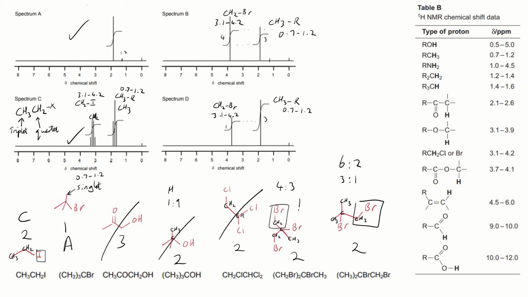So this one was B, and this one was E, and there we have matched up the 4 spectra to the 4 molecules, and that's what you'll need to do for the pass criteria.